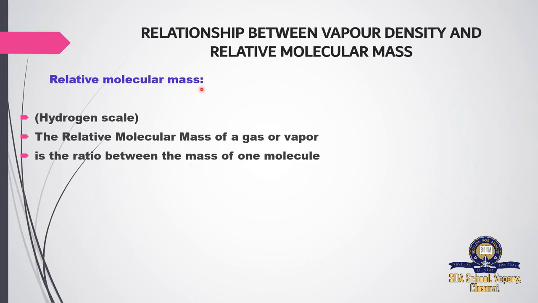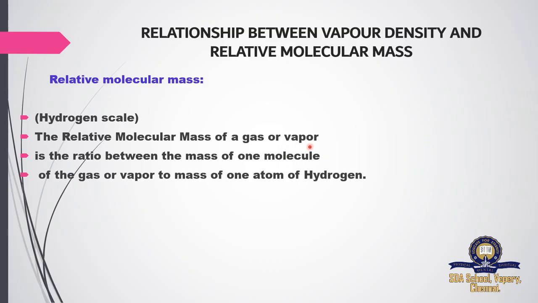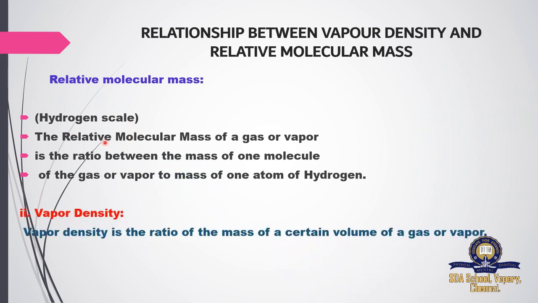Relative molecular mass, based on the hydrogen scale: the relative molecular mass of a gas or vapor is the ratio between the mass of one molecule of the gas or vapor to the mass of one atom of hydrogen. Why do we need to compare with the hydrogen scale? Because hydrogen is the first element in the periodic table, so it has the least atomic mass. So we need to compare all the gases to hydrogen. One more thing, hydrogen is also a gas. That's why we compare other gases to hydrogen.